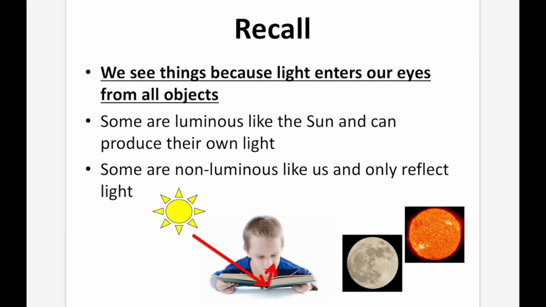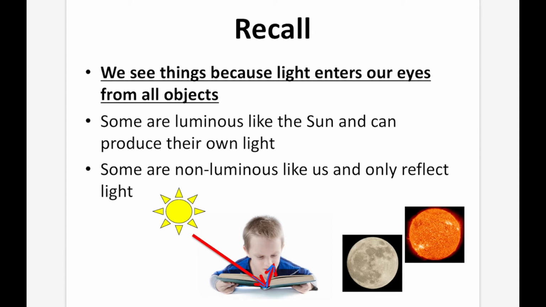So you've got to keep in mind that we only see things because light enters our eyes from objects around us. Some are luminous, like the sun, and can produce their own light, and some are non-luminous, like us, and only reflect light. For instance, a book is only going to be seen when light, either from a light bulb or from the sun, shines on that book and then reflects into our eyes. If that light wasn't there in the first place, we wouldn't be able to see the book.